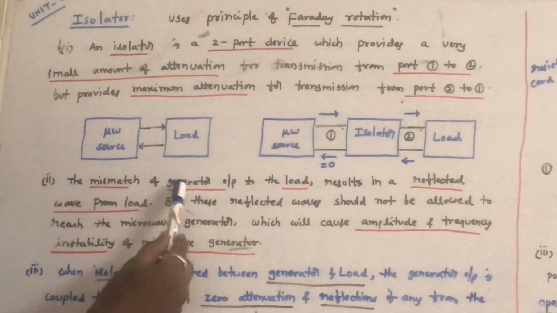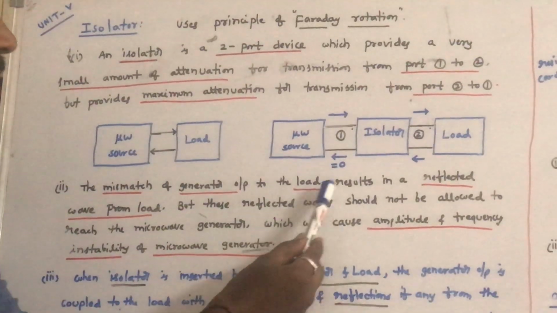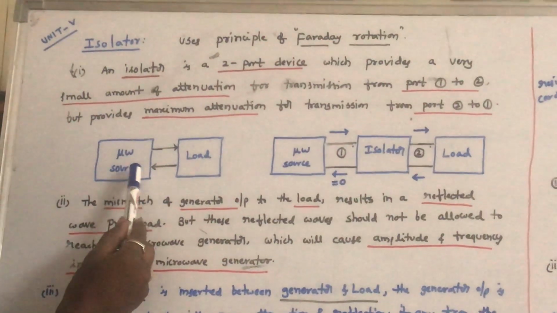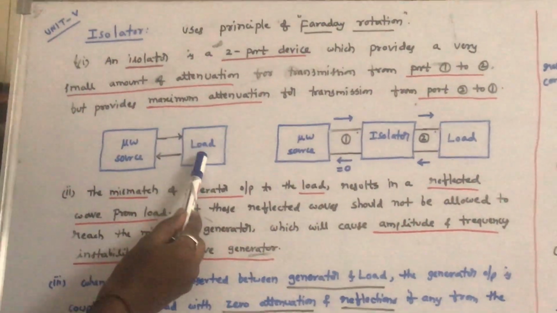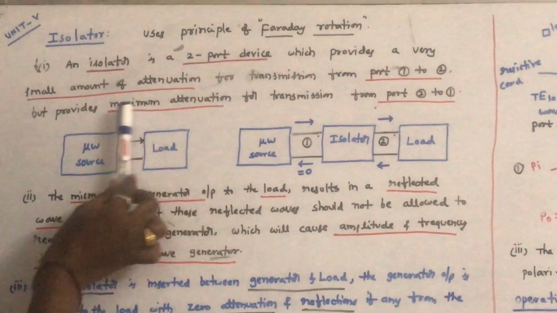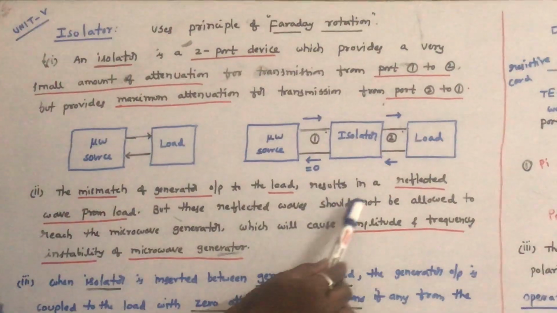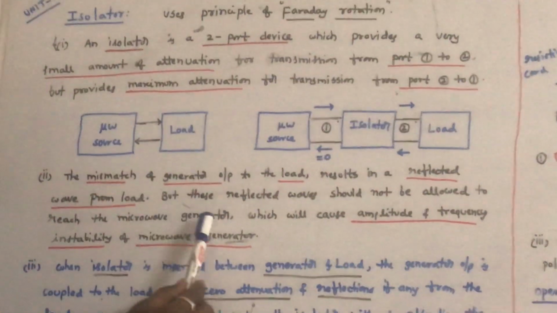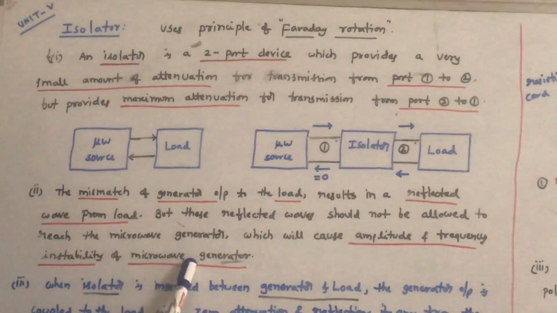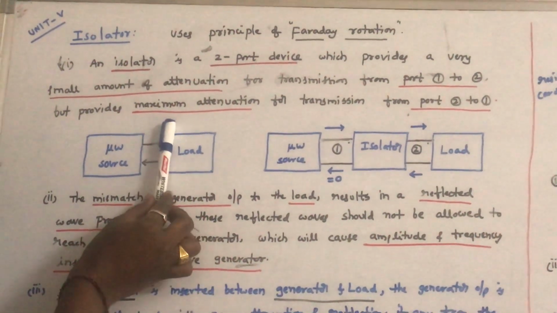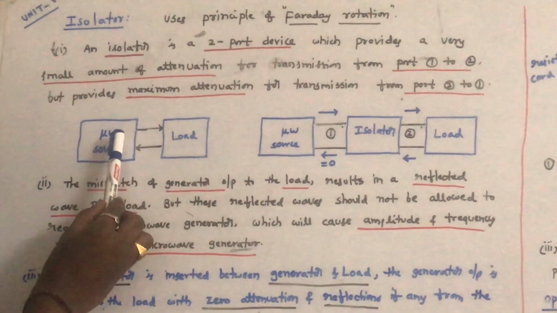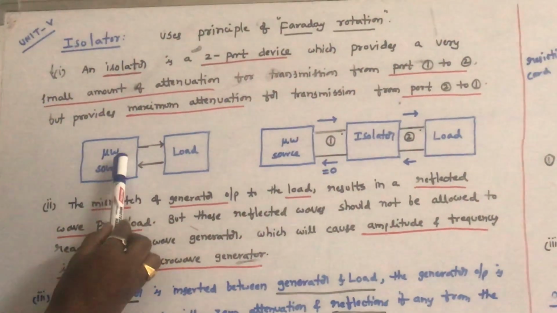The mismatch of generator output to the load results in a reflected wave from the load. Suppose the generator output is not matched to the load, what happens? Then a reflected wave will occur. These reflected waves should not be allowed to reach the microwave generator, because they will cause amplitude and frequency instability of the microwave generator.